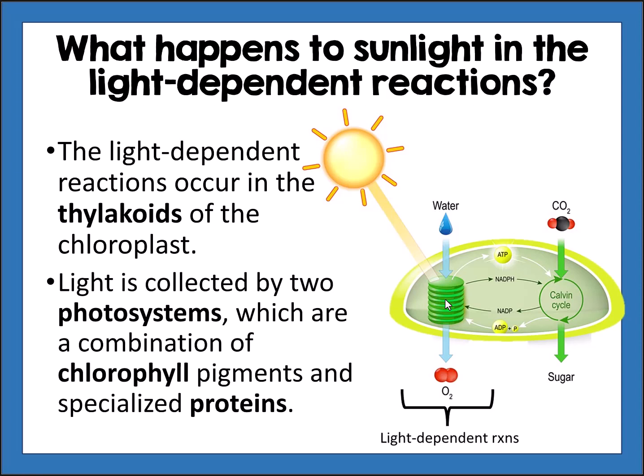In those chloroplasts, light is collected by two photosystems, which are a combination of chlorophyll, pigments, and specialized proteins. We could get into some real nitty-gritty here about what's happening in these photosystems, but what you need to know is just that there's a collection of chlorophyll, pigments, and specialized proteins, and those are all different types of compounds and molecules that are working together in those thylakoids.